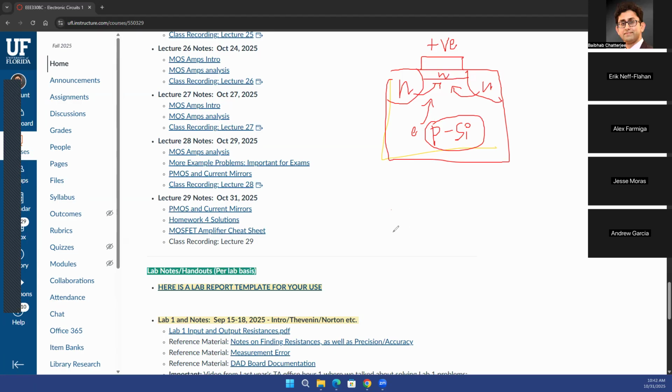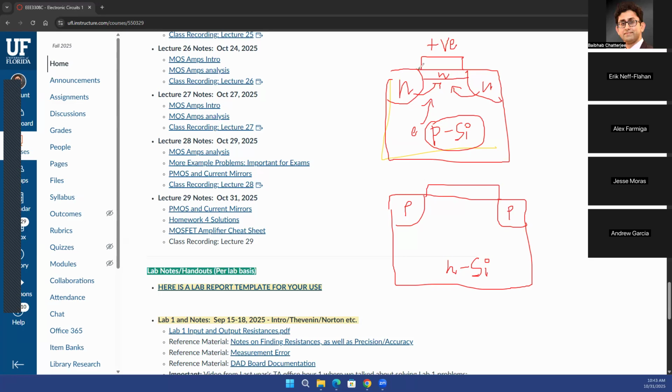Now, for a PMOS, it will be exactly the opposite, and that's what we'll be taking a look at today. That will start with the N-type silicon, and then your source and drain regions will be P. And then you are going to apply a negative voltage at the gate or a negative gate to source voltage.